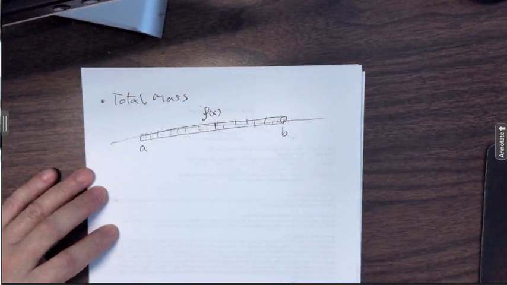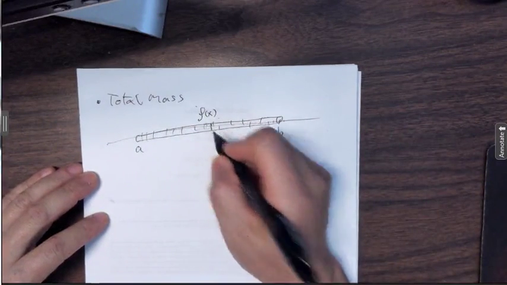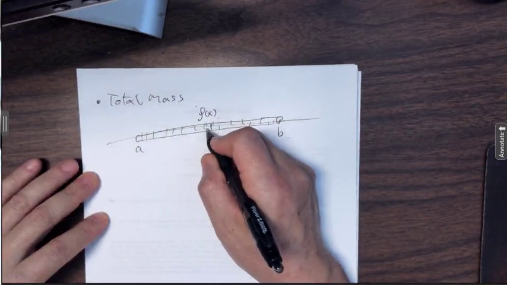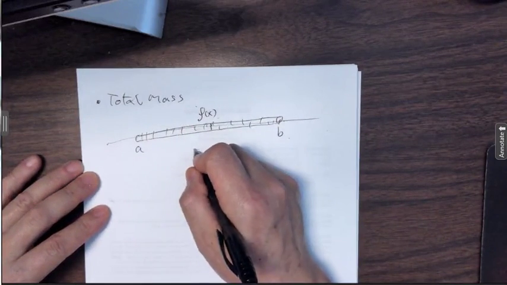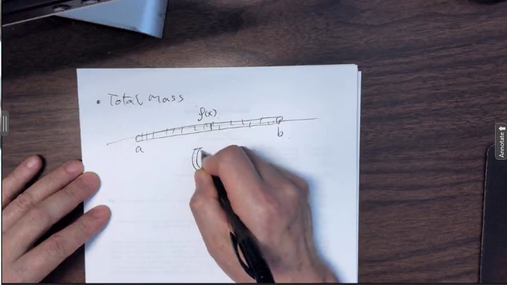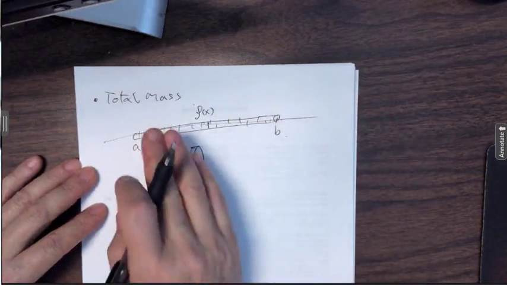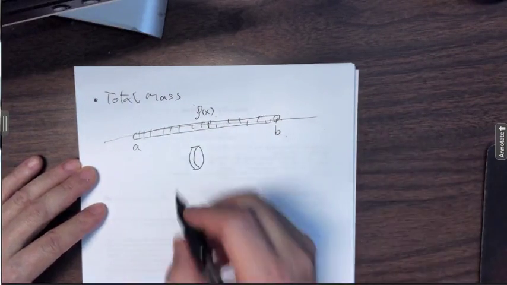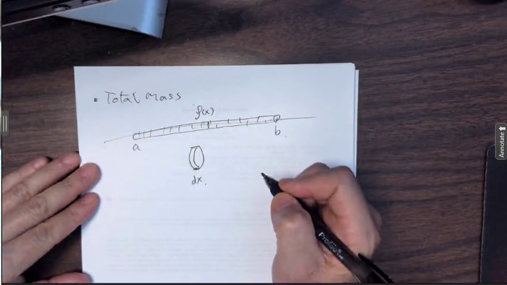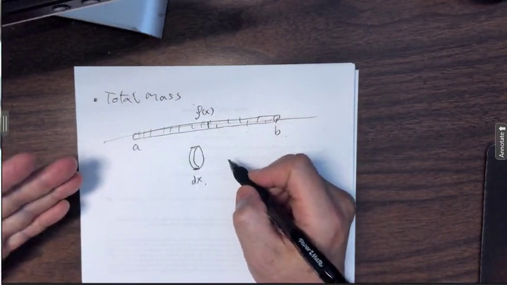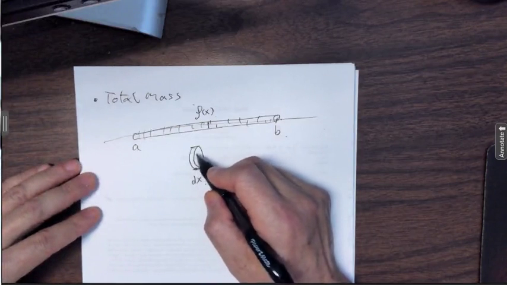pretty much like how we slice the region in the area computation problem. So we pick one short section and take it out, enlarge it to see better. That's one section of the rod. Suppose the width is very small, called dx. Now let's try to find the mass of this thin piece first.